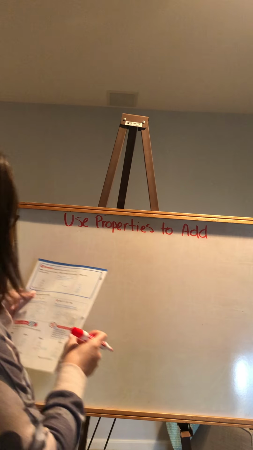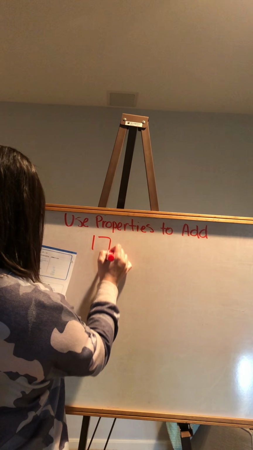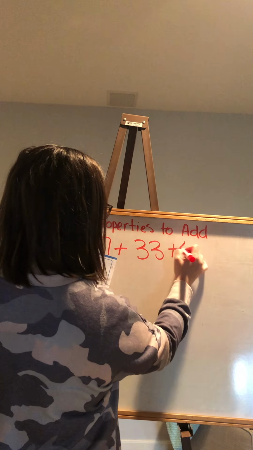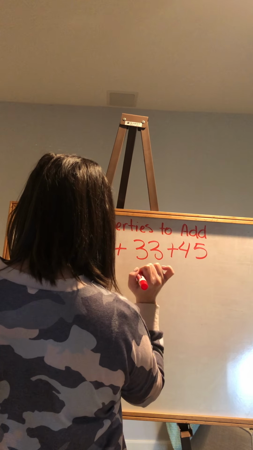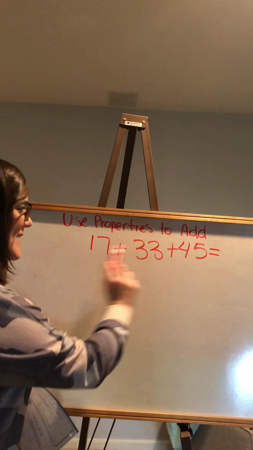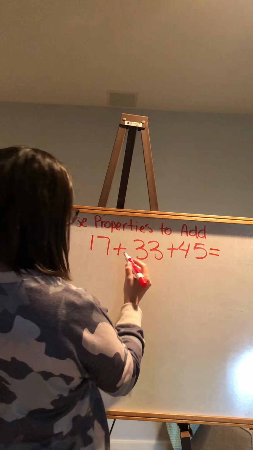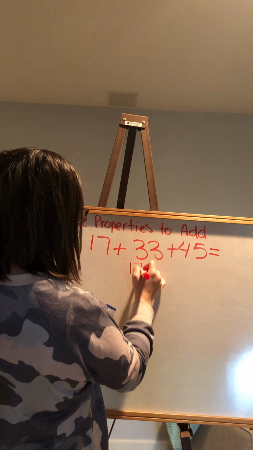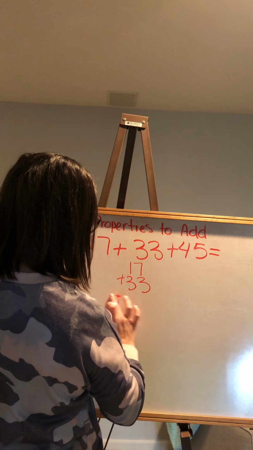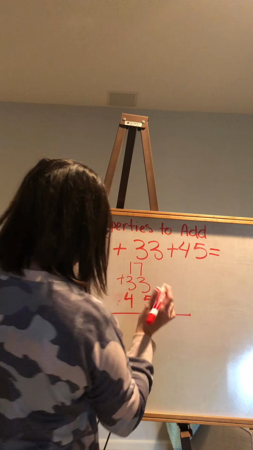Now, associative property. Let's do 17 plus 33 plus 45. Okay? Remember, anytime it is written like this, we need to write it up and down. So I'm going to do that. 17 plus 33 plus 45. And you put your line, okay?